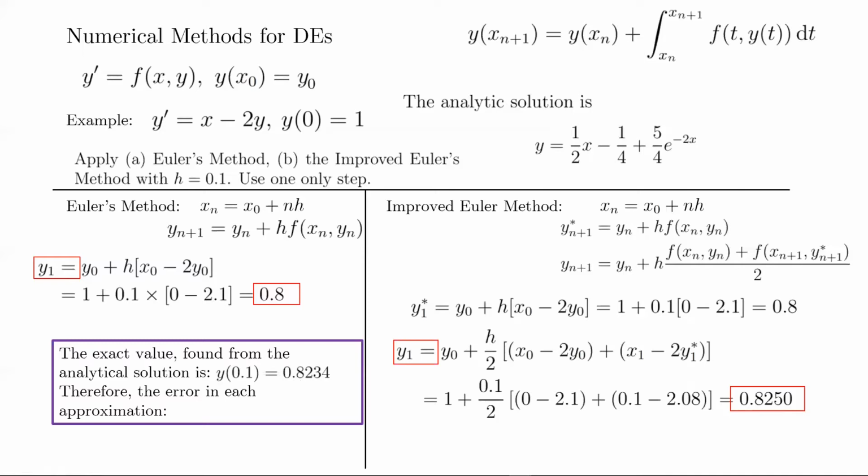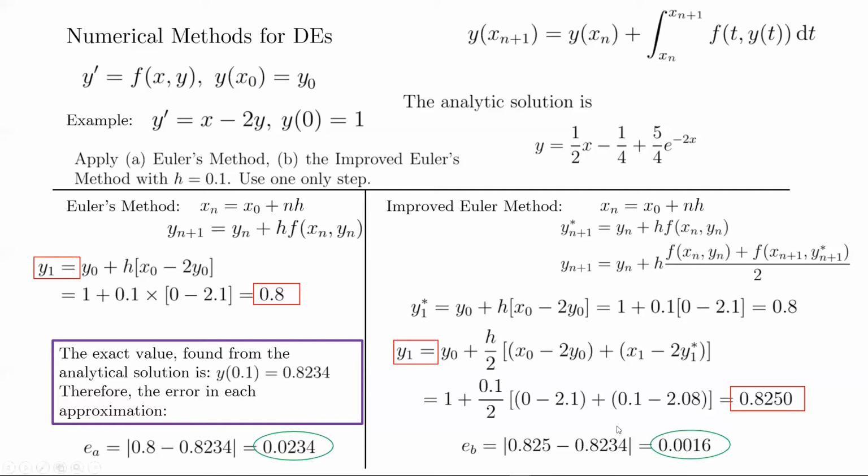So we can calculate the error in each approximation. So the error in the Euler's method is 0.8 minus 0.8234. So the Euler method approximation minus the exact solution, the absolute value of that, is 0.0234. Using the improved Euler's method, that difference between the predicted and the exact solution is significantly smaller. In fact, it's more than 10 times smaller. So 0.0016 is more than 10 times smaller than the Euler method value of error of 0.0234.